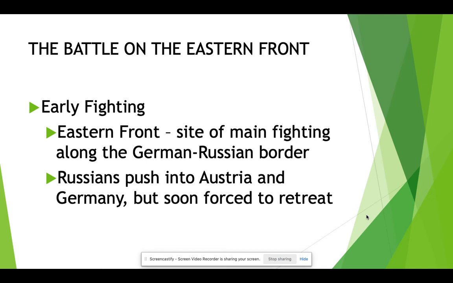The Eastern Front is going to be a little different. This is along the German, Russian, and Austrian-Hungarian border. We are going to see a little bit more movement on the Eastern Front than the Western Front because we see more trench warfare in the West. Unfortunately for Russia, they're not going to be as successful as they had hoped they would be along this front line.